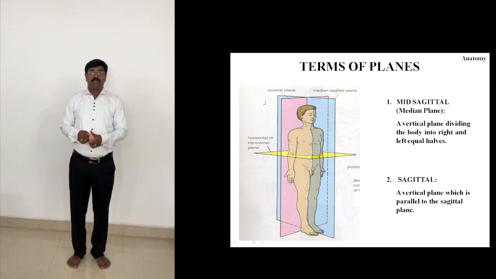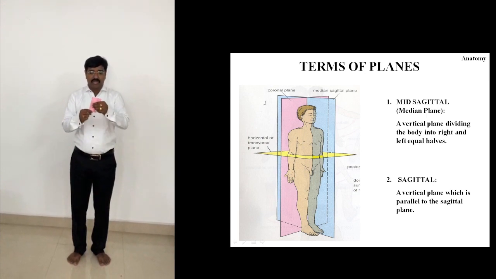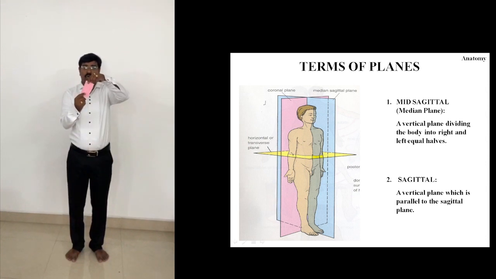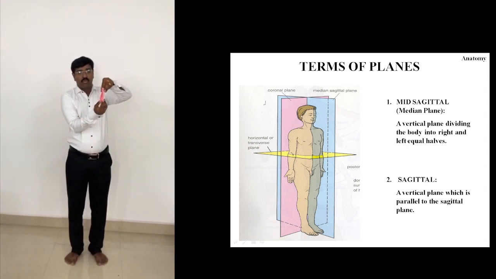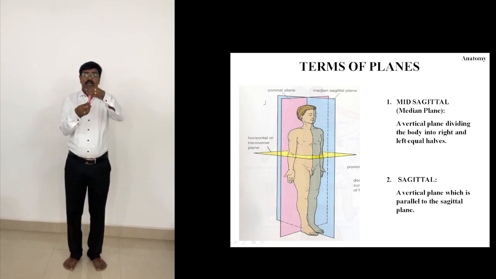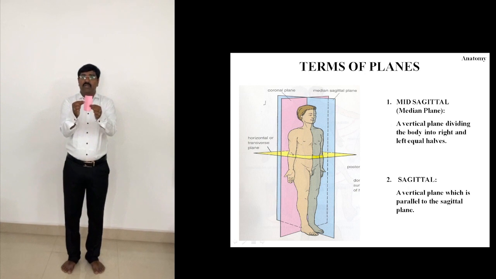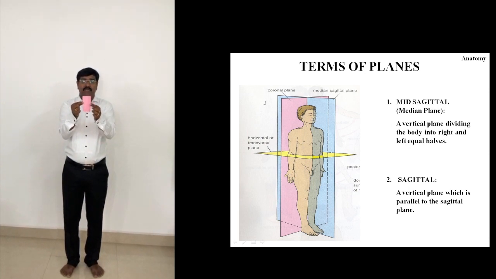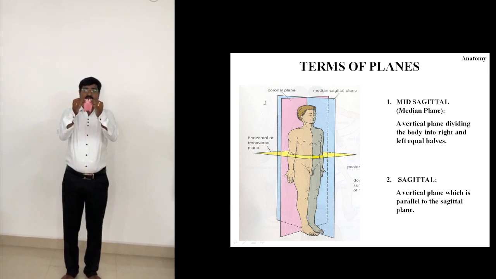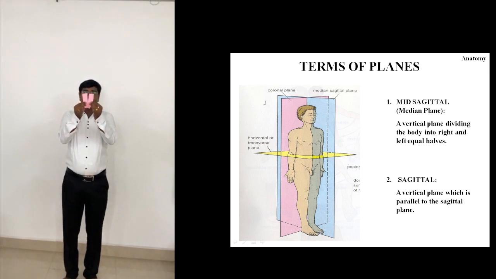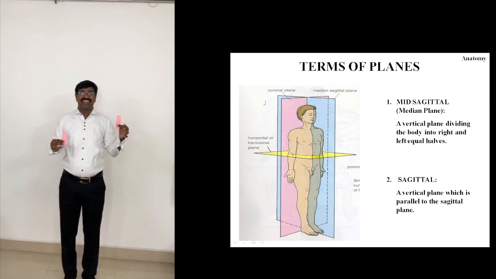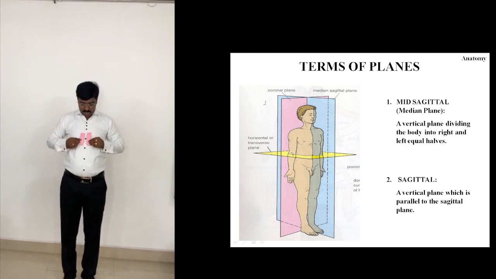For example, you take a paper here. This paper is a body. Now fold the paper into two equal halves. When I make two equal halves, this half is called the right half, and this one is the left half. So when I divide the body into two equal halves, it is the right half of the body and the left half of the body.